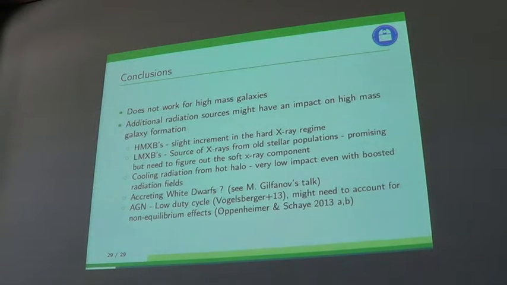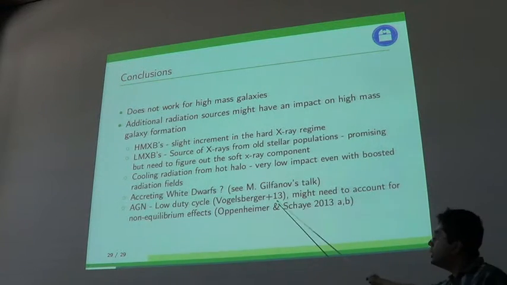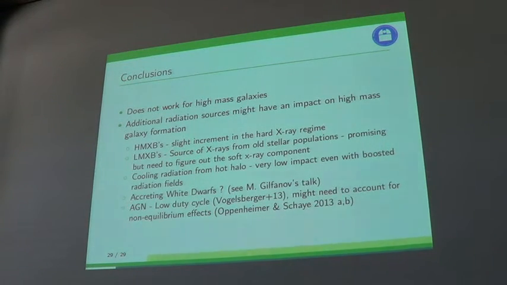AGN, well, they certainly have a lot of energy in the soft and hard X-rays, but they have a very low duty cycle, and as Vogelsberger showed, because of the very low duty cycle, the gas just cools back down when it shuts off. Then you have to take into account these non-equilibrium cooling effects, which were shown by Ben Oppenheimer and Yorkshire. Thank you.